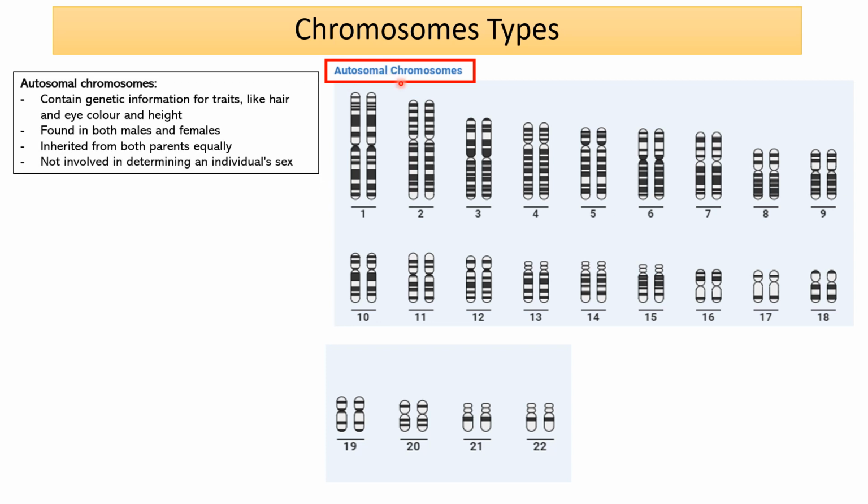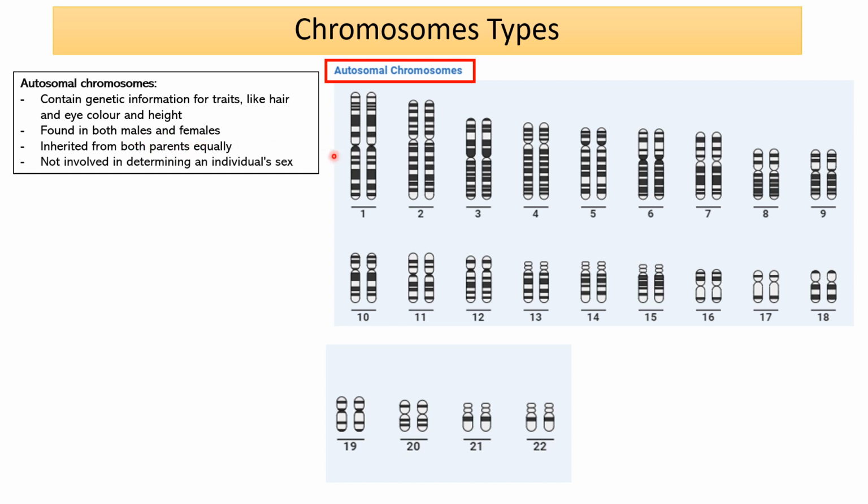The main characteristic of autosomal chromosomes is that they contain genes that are involved in determining an individual's hair color, eye color, height, and also skin color. All these general characteristics are determined by genes found in these autosomal chromosomes. And in humans, there are 22 pairs of autosomal chromosomes.